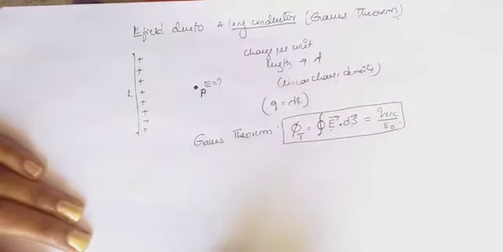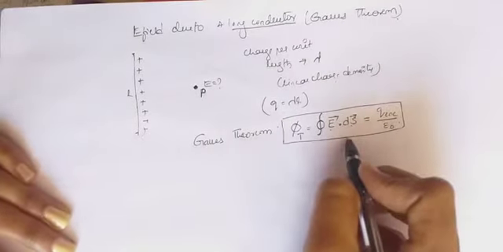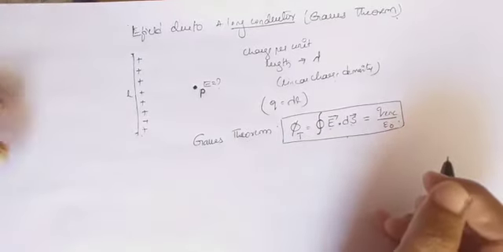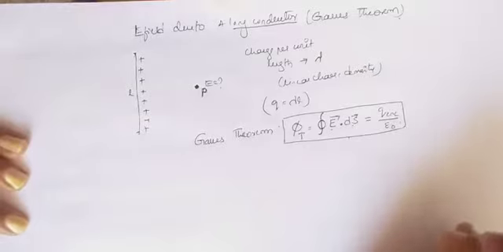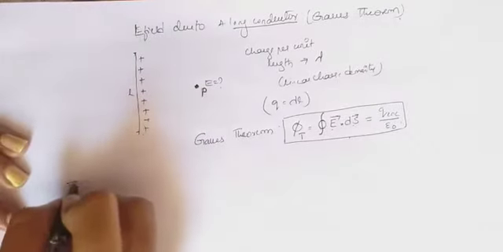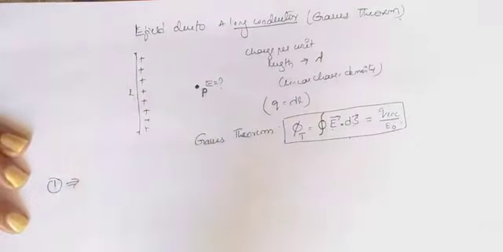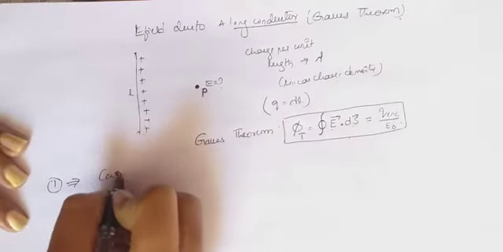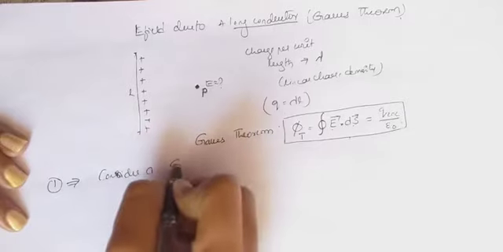Okay. Now by using this Gauss theorem we have to find the electric field. Okay. So for that we just have to follow steps. We have 4 steps. Now, the first step is what? The first step is we have to consider a Gaussian surface. Okay. We have to consider a Gaussian surface.